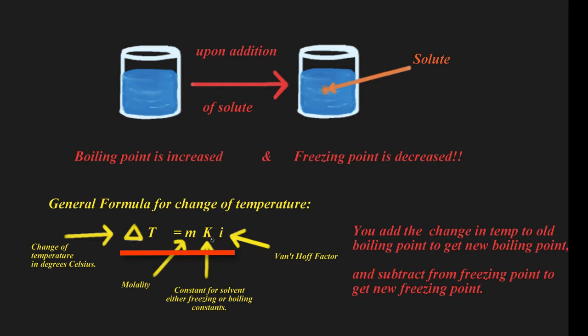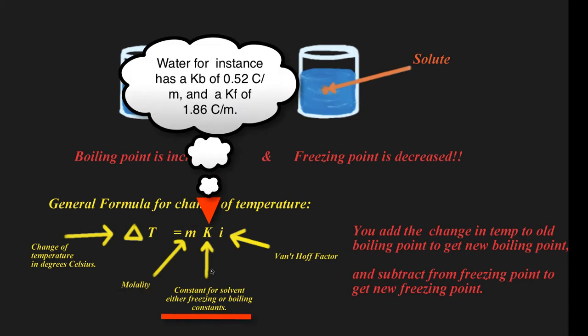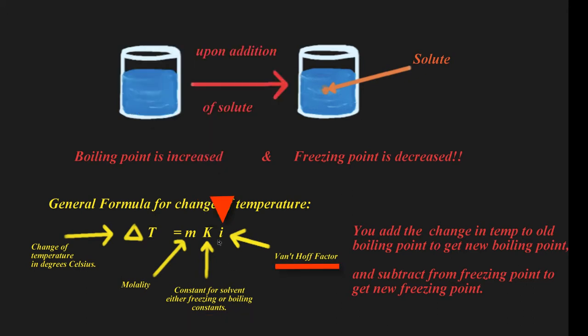It's right here. We've got the change in temperature in Celsius equals molality times some constant. Now this constant is going to have one for freezing and a different one for boiling for different solvents. And then a term called the Van't Hoff factor.